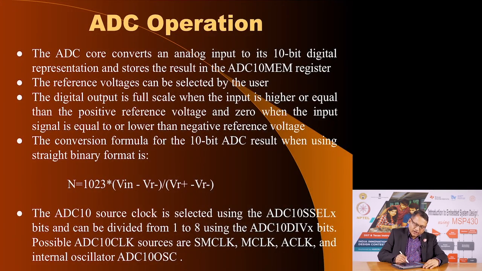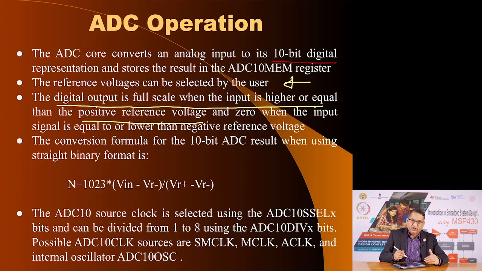The ADC core converts analog voltages using a 10-bit representation. The reference voltage, as we have discussed, can be selected by the user. The digital output is full scale when the input is higher than or equal to the positive reference voltage, and is 0 when it is equal to or less than the negative reference voltage. In this case, it is 0.